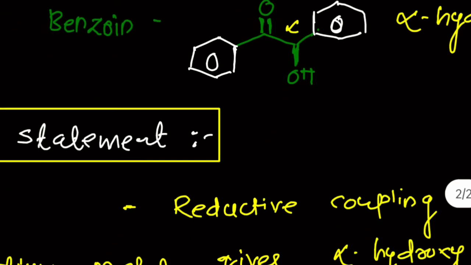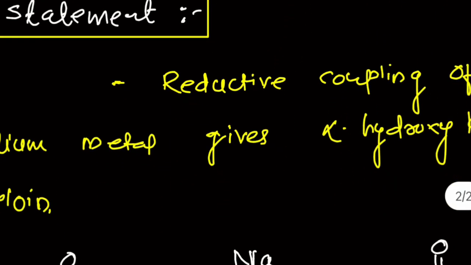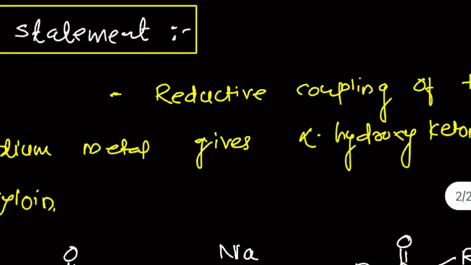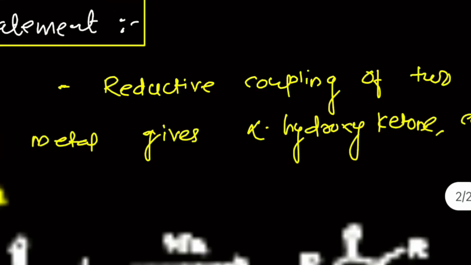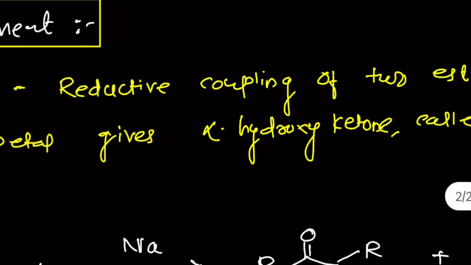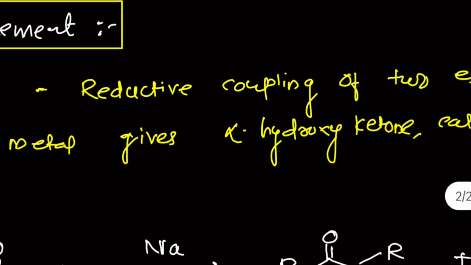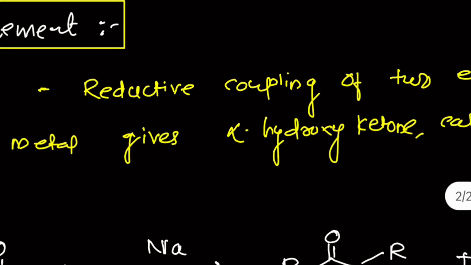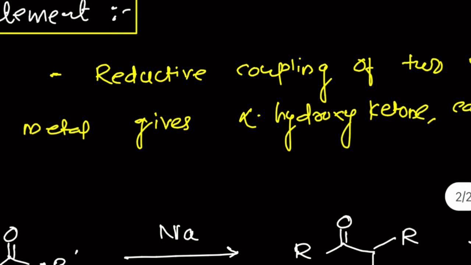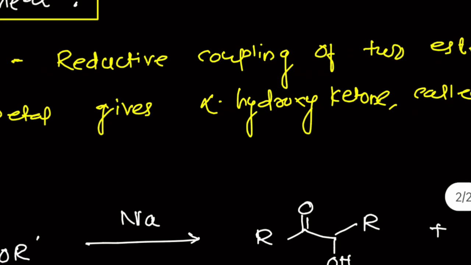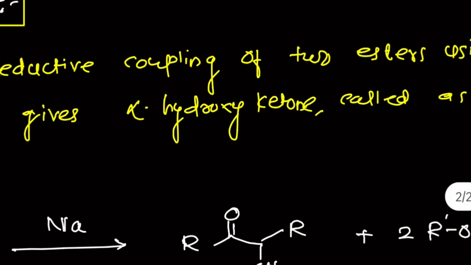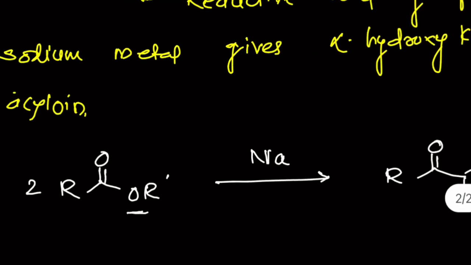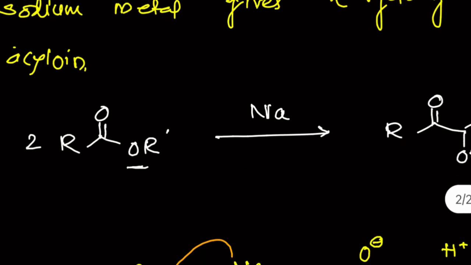Okay, what is the statement of this reaction? Very simple again, it is a type of reductive coupling of 2 ester molecules. This reaction can be inter- as well as intramolecular, and these 2 ester molecules are coupled together in the presence of a metal, for example sodium, and converted into the alpha hydroxy ketone. That reaction is called the Acyloin condensation reaction, or simply the Acyloin reaction.